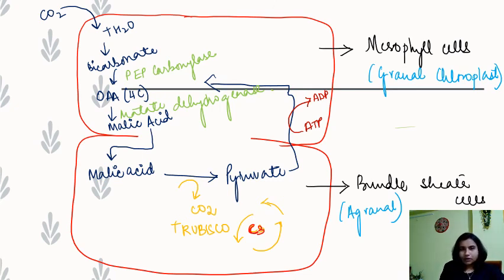Clear, everyone? What is this process? This process is to protect the plants from photorespiration. This is seen in those plants which are found in the warmer areas. So this is basically a kind of adaptation.